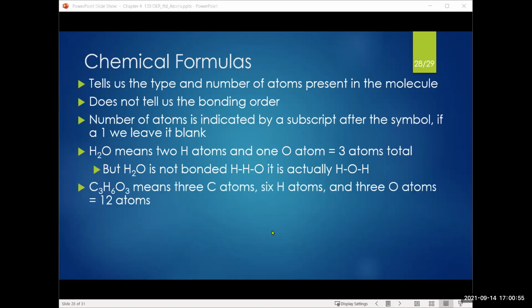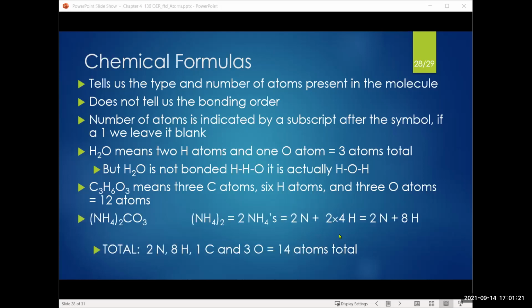Okay. And if we take a look at this formula, we're not concerned about what it is. If you were doing organic chemistry, you certainly would be wondering what that thing is. But here, we simply want to count up the number of atoms. So in this case, we have 3 carbons, 6 hydrogens, and 3 oxygens, giving us a grand total of 12 atoms. Now, here's something interesting. We have a parentheses.